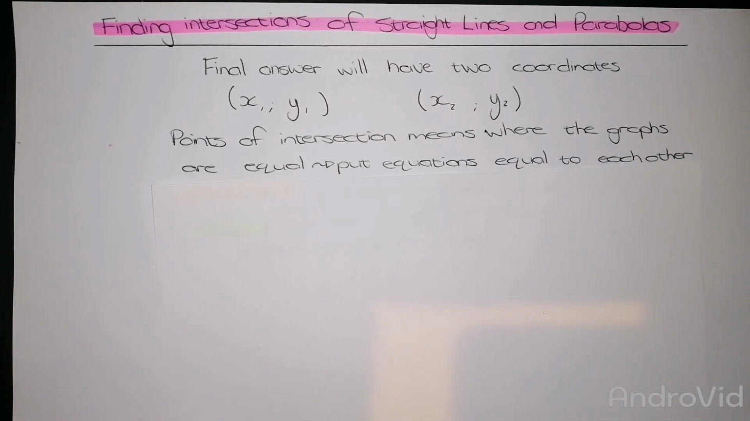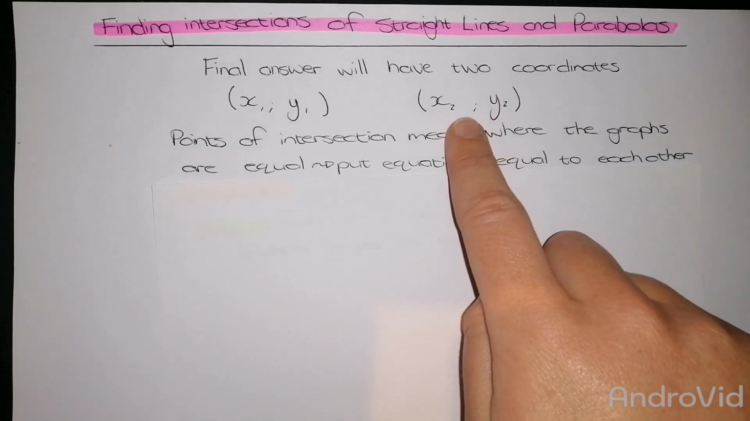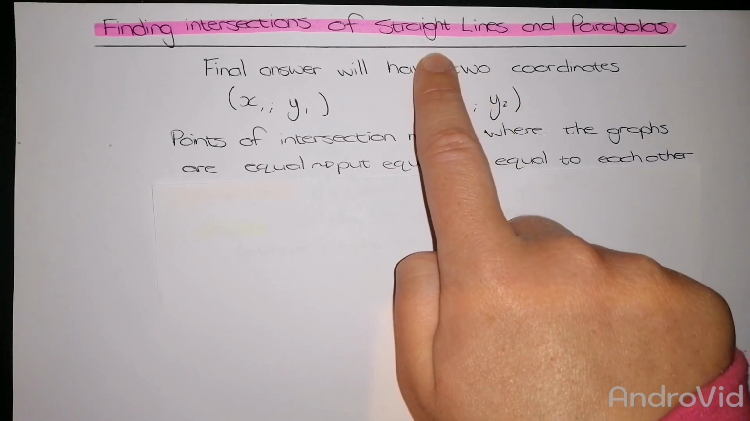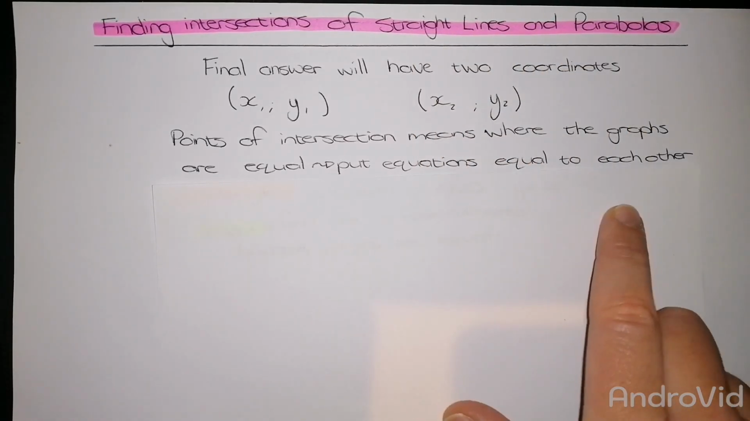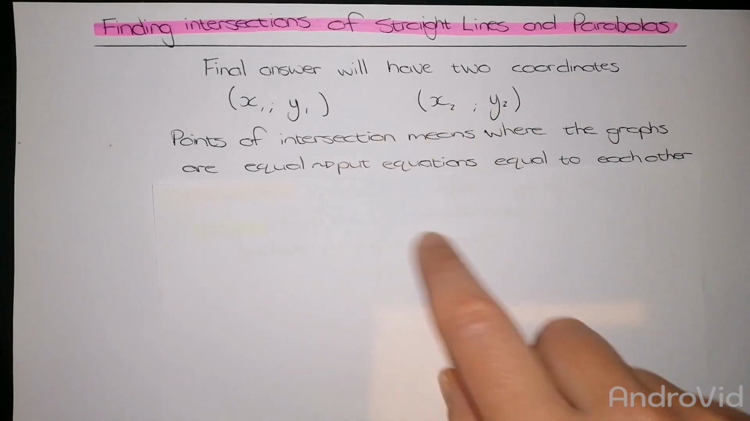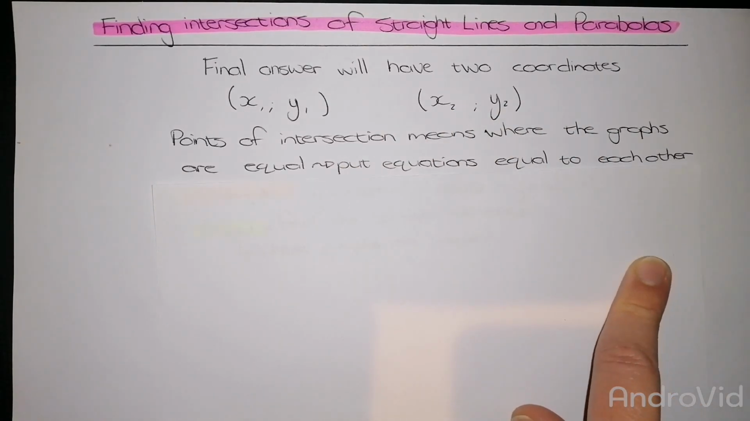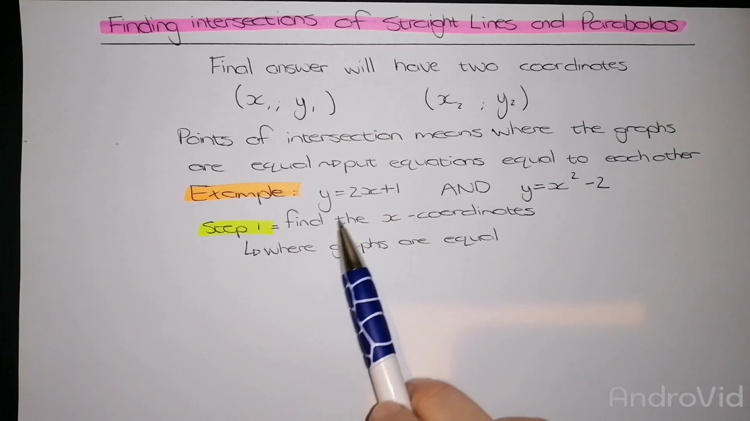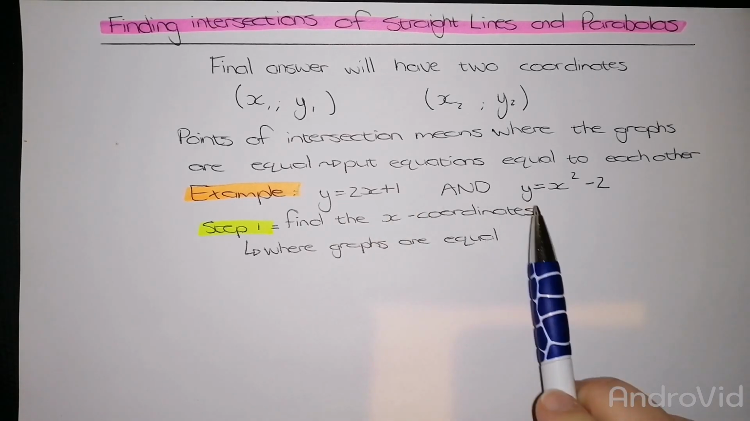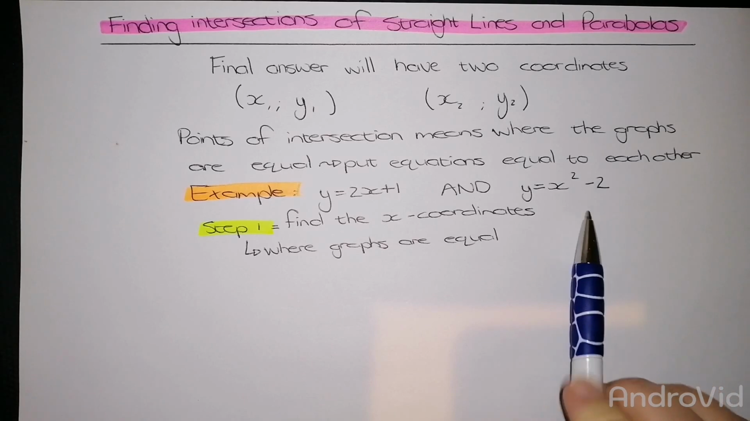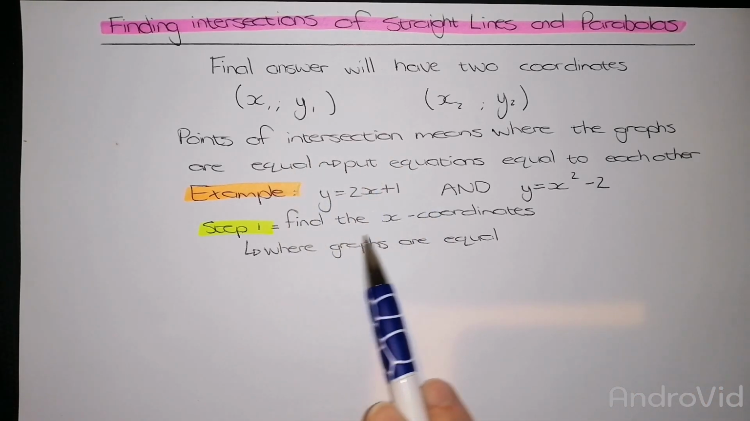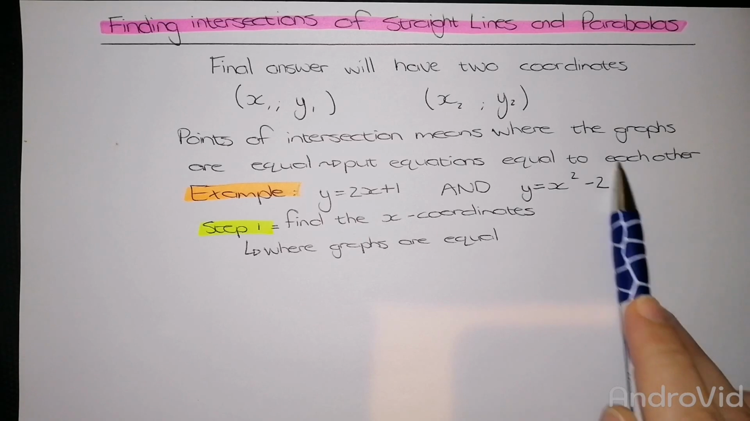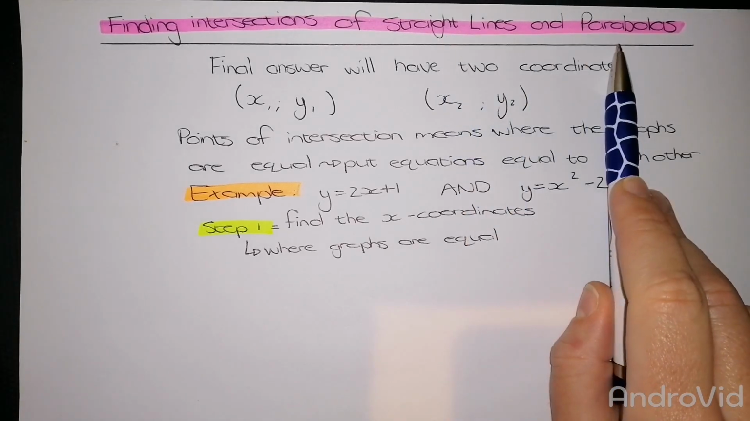So a point of intersection means that at those two different coordinates, my two graphs, my straight line and my parabola, will be equal to each other. If you understand the part that it's equal to each other, doing the calculations will be much easier. Now we get into the example we're going to use today. So my two graphs I need to use is y equals 2x plus 1 and y equals x squared minus 2. As you can see, this is the formula for a straight line and that is a parabola, the two graphs that we are working with.